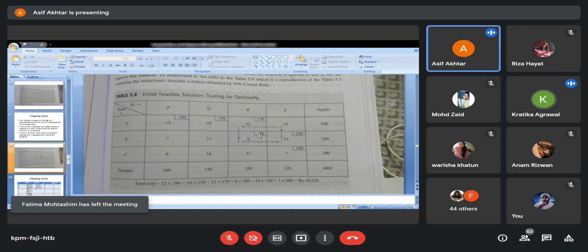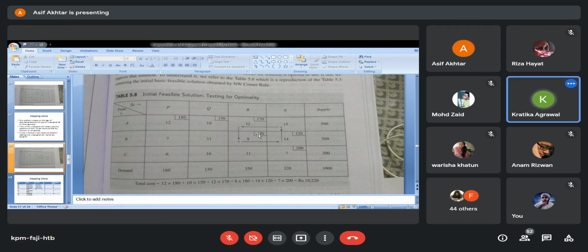Okay? Are you clear? Sir, that is clear. But on what basis are you putting plus and minus? What is the logic behind it? Yes, now I'm coming to the point. I'm just giving you a brief idea about what stepping stone is all about, because I'm telling you the rule of forming the loop, and the logic of jumping from one cell to another, and that is how the term used for this method is stepping stone.